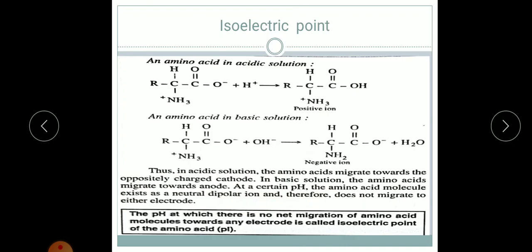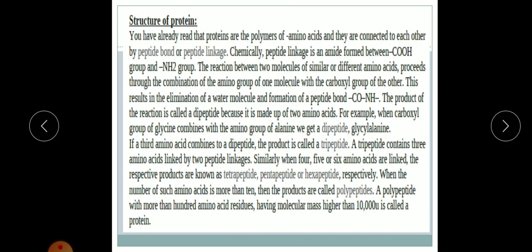That value we call the isoelectric point. So the definition tells us: the pH at which there is no net migration of amino acid molecules towards any electrode is called the isoelectric point of the amino acid. So the pH at which there is no migration of the amino acid either towards the anode or towards the cathode, we call the isoelectric point.